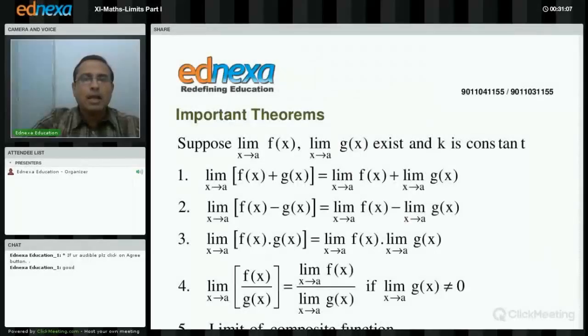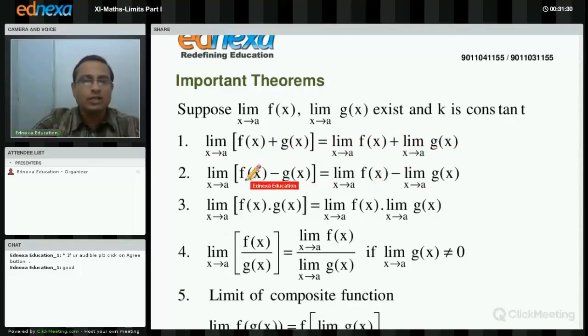Suppose limit f of x as x tends to a and limit g of x as x tends to a both exist and k is a constant. Then limit of sum is what? Sum of limits. I have expressed result number 1 in words: limit of sum of two functions is sum of limits of two functions.